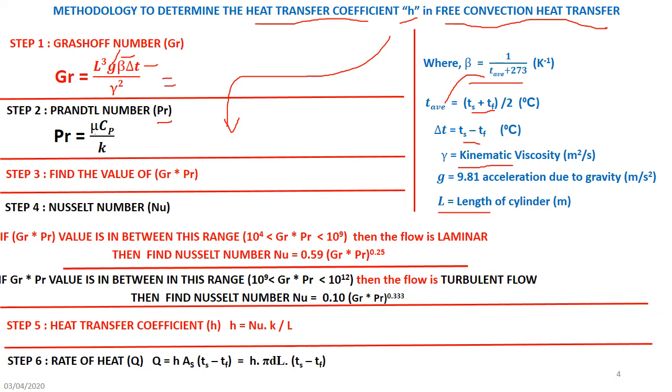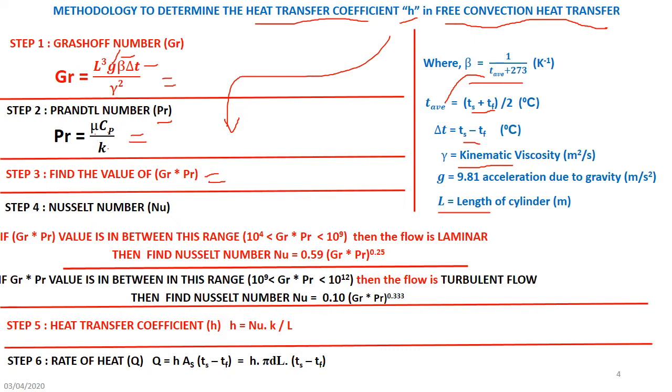Okay, so dynamic viscosity, mu is dynamic viscosity, Cp is the specific heat, K is the thermal conductivity of the fluid. So find this PR. Okay, the first step GR, second step PR, you find it. Third step, find the multiplication of GR and PR. You will get some answer.